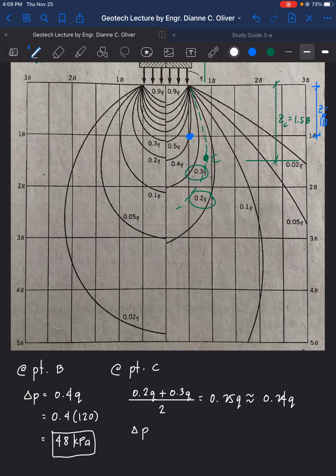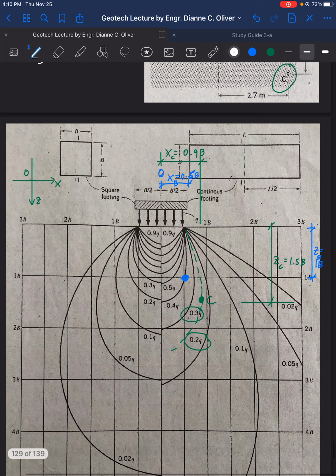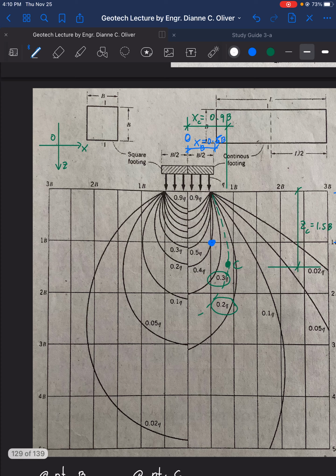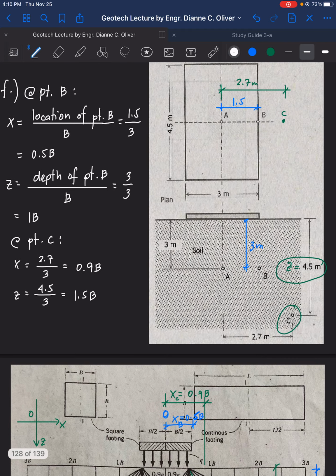Therefore, delta P is equal to 0.24 cube, equals 0.24 times 120. So delta P now is equal to 0.24 times 120. So we have there 28.8 kilopascal. Okay, so that's how we use the pressure isobars of Boussinesq equation. So this is letter F.